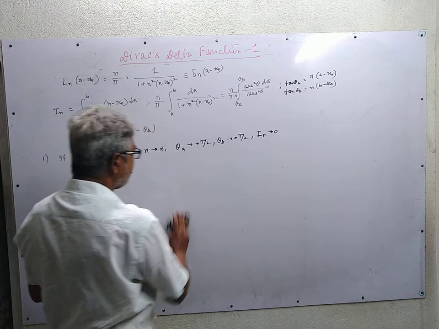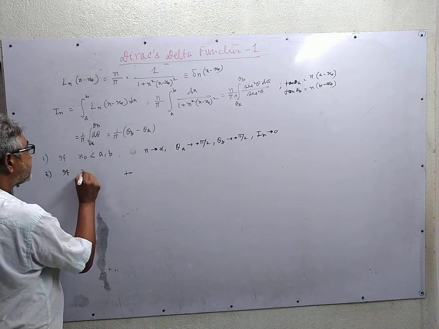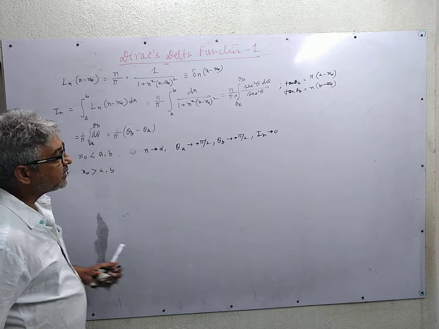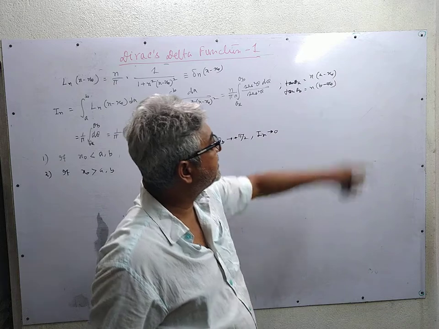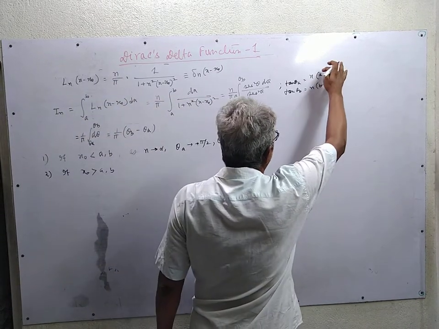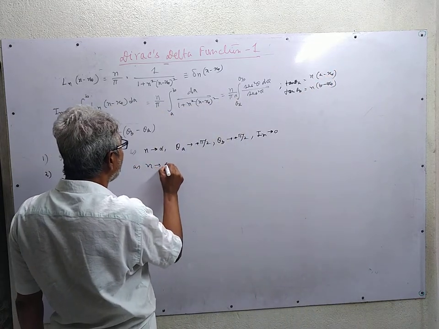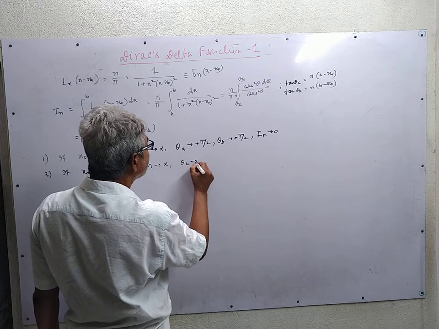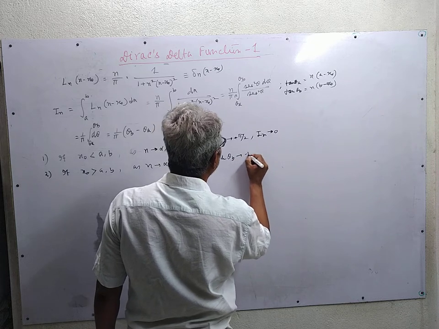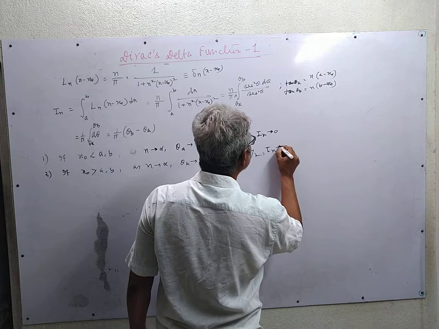Secondly, if x0 is greater than both a and b, you see that theta a and theta b are both negative, because x0 is greater than both a and b. As n tends to infinity, theta a tends to minus pi by 2 and theta b tends to minus pi by 2. So again, I n tends to 0.